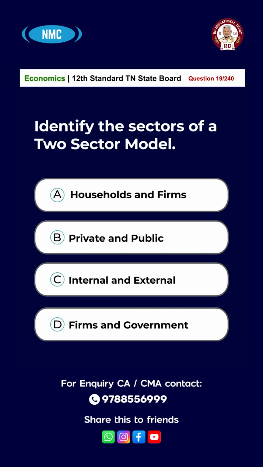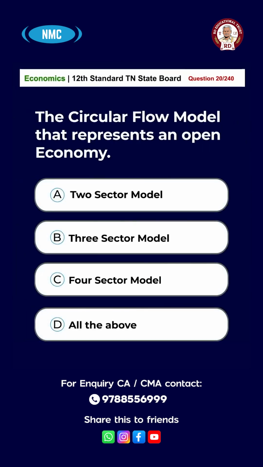Question number 19. Identify the sectors of two-sector model. A. Households and firms, B. Private and public, C. Internal and external, D. Firms and government. The answer is option A, households and firms.